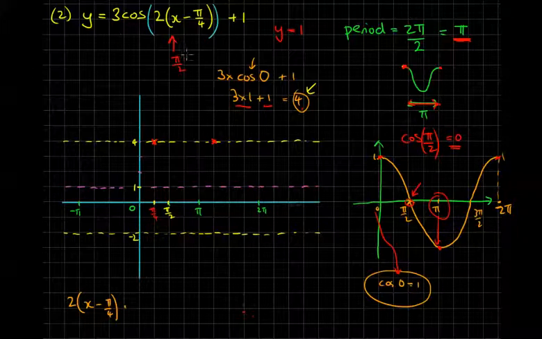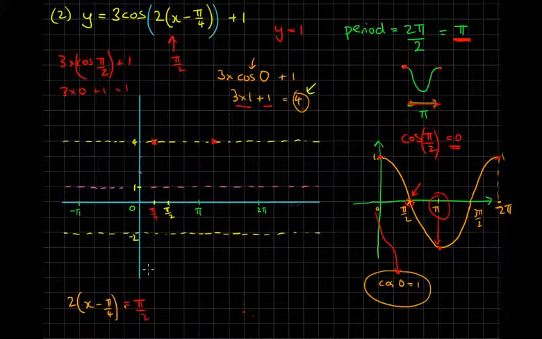And then if I get cos pi over 2 here, I'll do 3 times cos pi over 2 plus 1. But cos pi over 2, according to this graph, is 0. And 3 times nothing is nothing. Add 1, I'd get 1. So I know somewhere I'm going to be on this purple line here. But when does this thing equal pi over 2? When does this equal pi over 2?